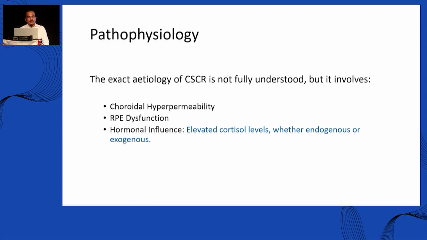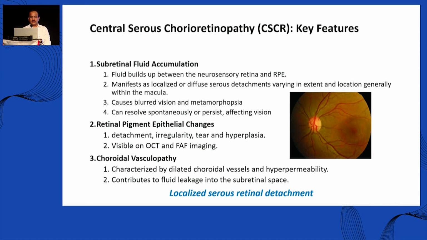Pathophysiology: the problem is actually within the spectrum of pachychoroid disease, the earliest stage. You get a thickened choroid, RPE dysfunction, and hyperpermeability of the choroidal vessels, and because of that you get a lot of leakage. The assumed underlying cause is elevated steroid, either endogenous or exogenous.